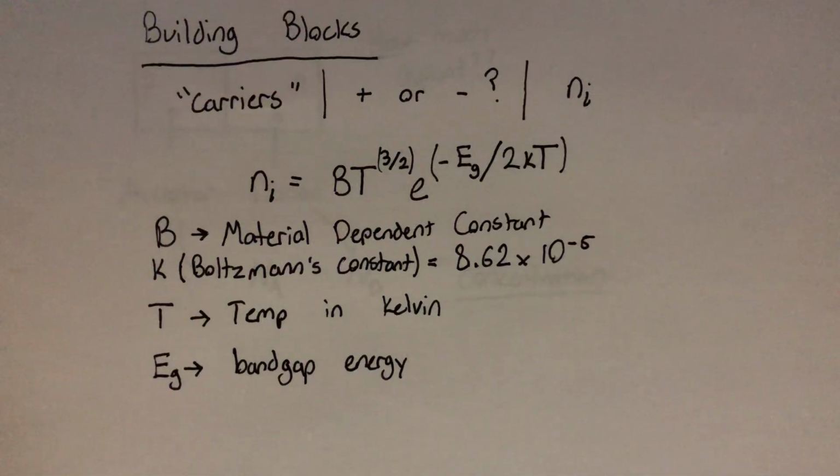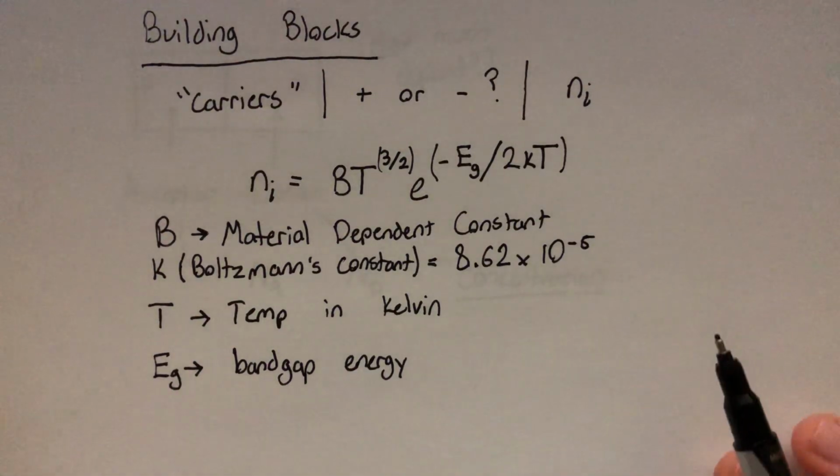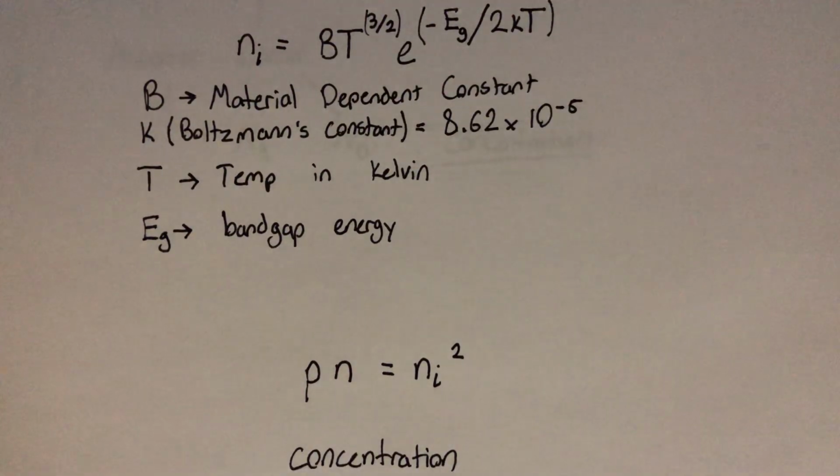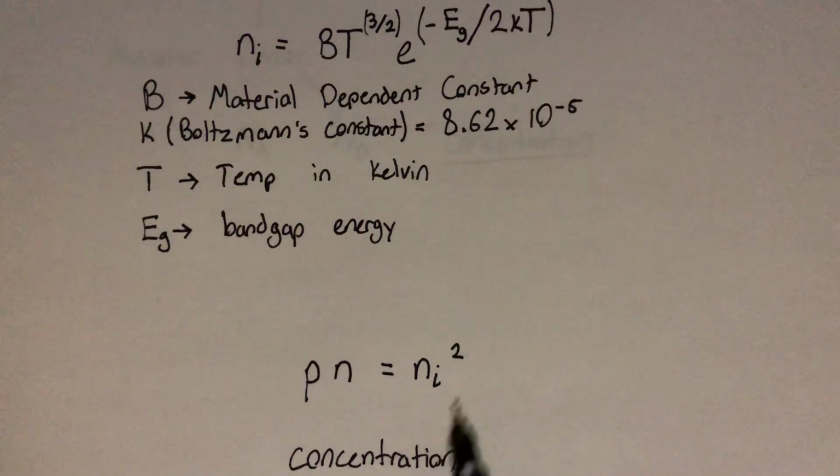Next in our building blocks are the concentration variables. The concentration of holes, or positive carriers, is denoted by p, and the concentration of the electrons, or negative carriers, is given by n. Together they make n sub i, our blanket term for carriers, concentration squared.